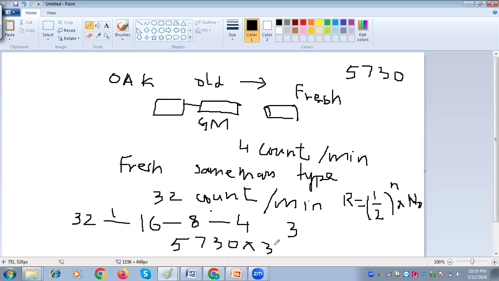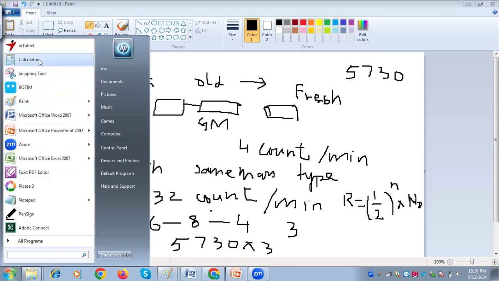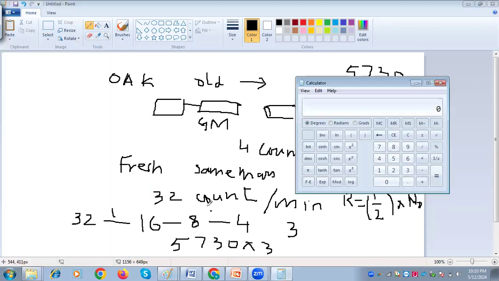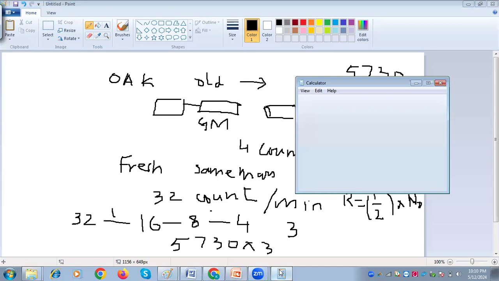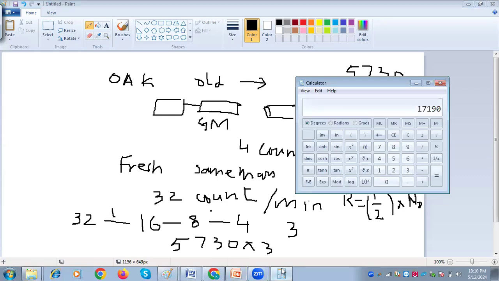You multiply the number of half-lives by the time of one half-life. 5,730 times 3 is 17,190. So 17,190 years have gone. That piece was part of a fresh plant and it died 17,190 years ago.